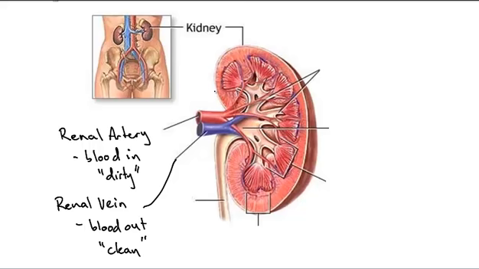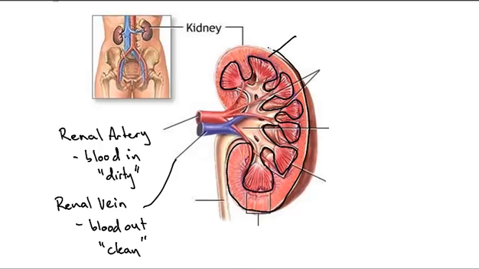Within the kidneys, you have the outer region. And I'll just outline it here. And we'll be looking at an actual kidney in class so you can get a sense of the texture of this. But this outer region that I'm outlining here is called the kidney cortex.